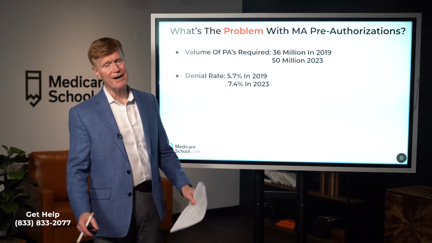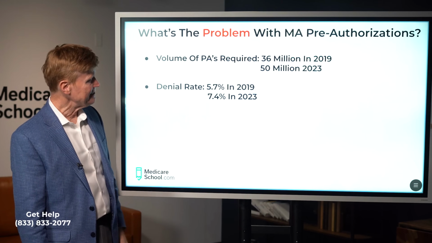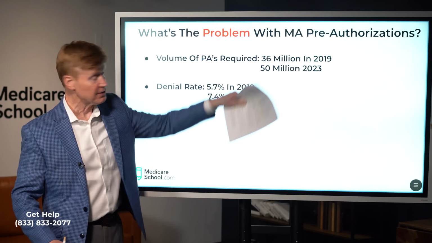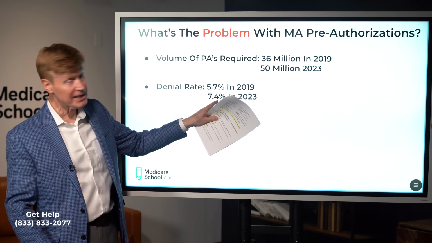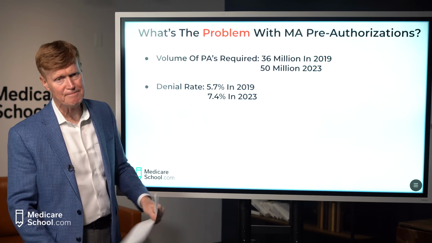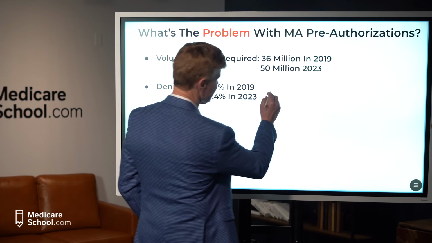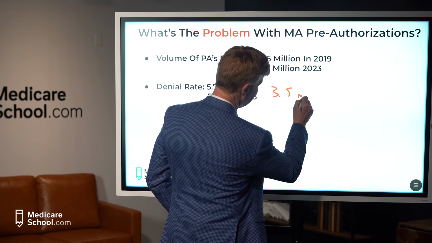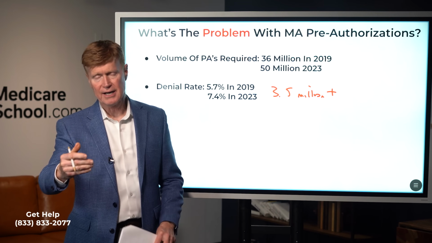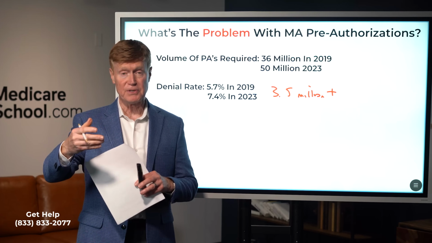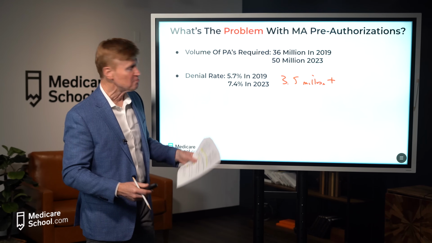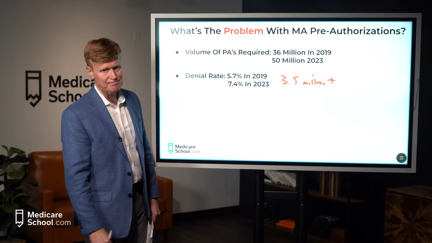Now, what's interesting about all this volume, notice here, back in 2019, 5.7% of all these claims of these 36 million were denied, but that increased in 2023. Again, we don't have 2024 numbers yet, but 7.4%. So what's that mean? When you do the math on that, we're talking about almost 4 million. I mean, Leah, 3.5 million people had their request denied, or they may have got the service, but they had to go back in and appeal to get that covered service.